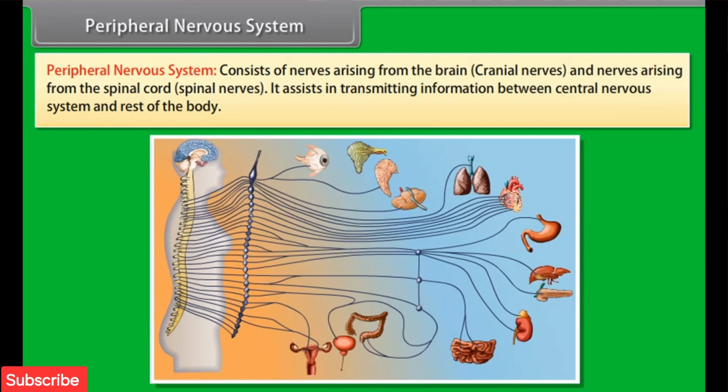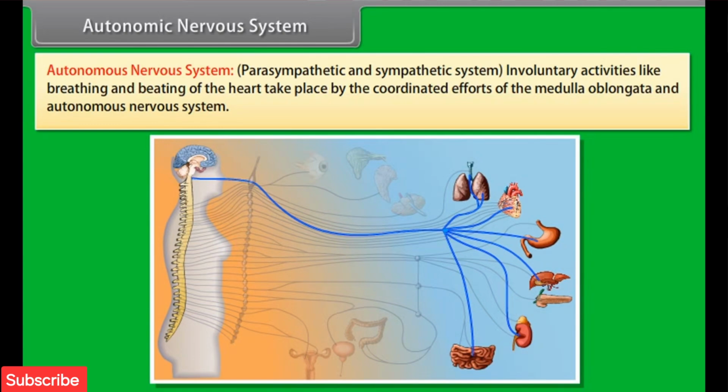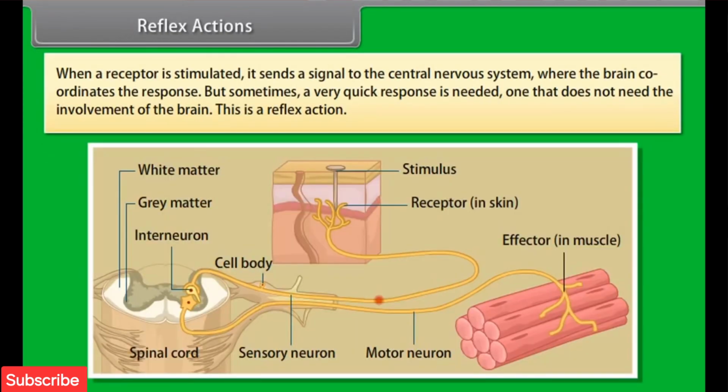Autonomic nervous system. Parasympathetic and sympathetic system. Involuntary activities like breathing and beating of the heart take place by the coordinated efforts of the medulla oblongata and the autonomic nervous system. Reflex actions. When a receptor is stimulated, it sends a signal to the central nervous system where the brain coordinates the response. But sometimes a very quick response is needed, one that does not need the involvement of the brain. This is a reflex action.